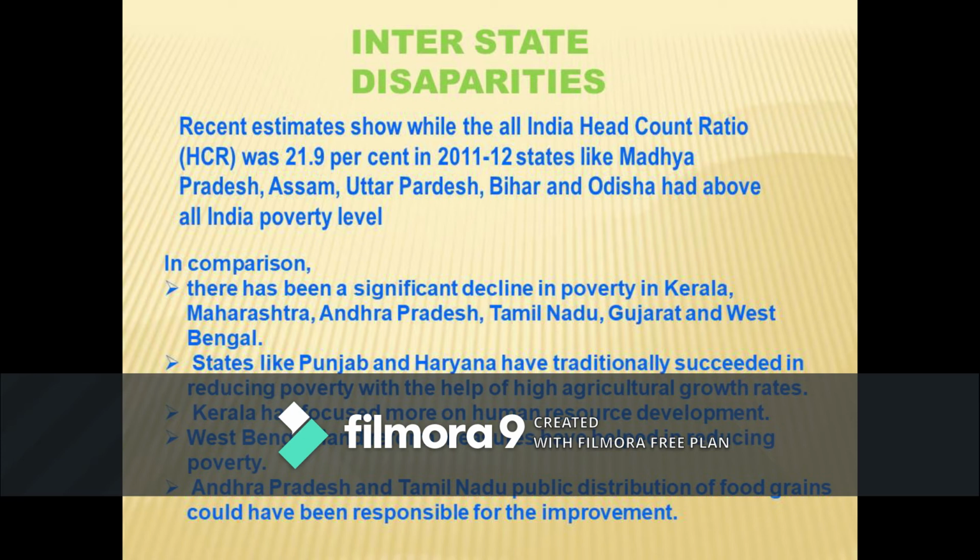States like Punjab and Haryana have traditionally succeeded in reducing poverty with the help of high agriculture growth rates. Kerala has focused more on human resources development. In West Bengal, land reform measures have helped in reducing poverty, and in Andhra Pradesh and Tamil Nadu, public distribution of food grains could have been responsible for the improvement.